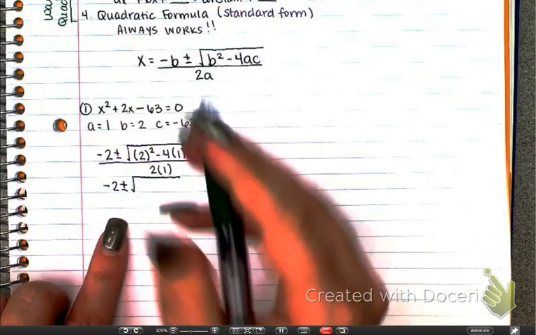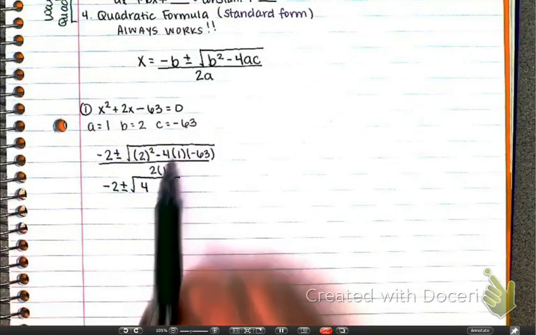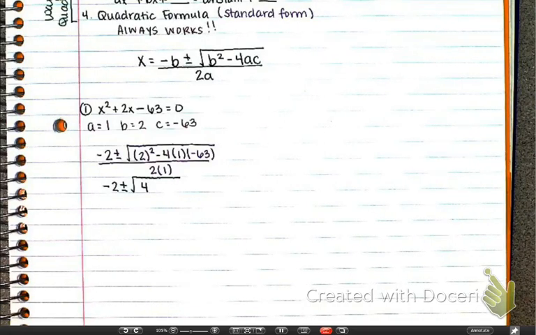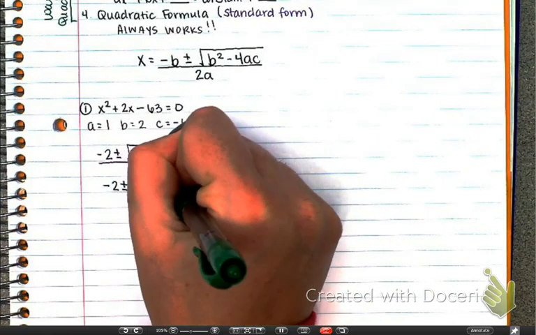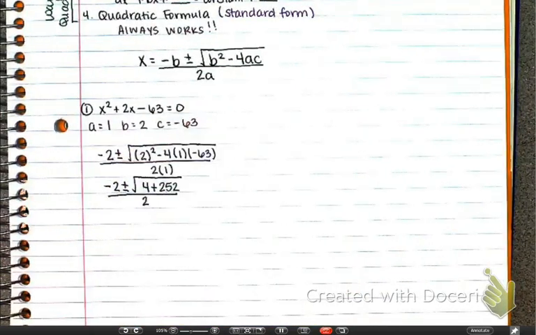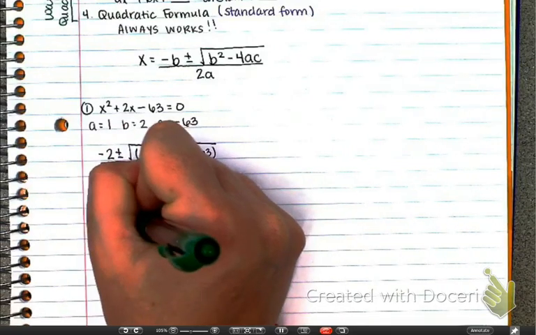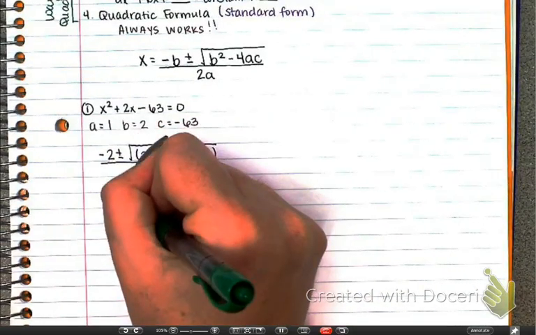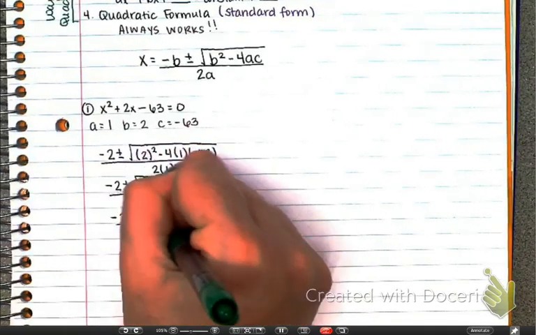So 2 squared is 4, and remember you did this when you did the discriminant. Negative 4 times 1 is negative 4. Negative 4 times negative 63 is a positive 252, all over 2. Okay, I'm going to keep simplifying underneath the square root. So negative 2 plus or minus the square root of 4 plus 252 is a 256, all over 2.